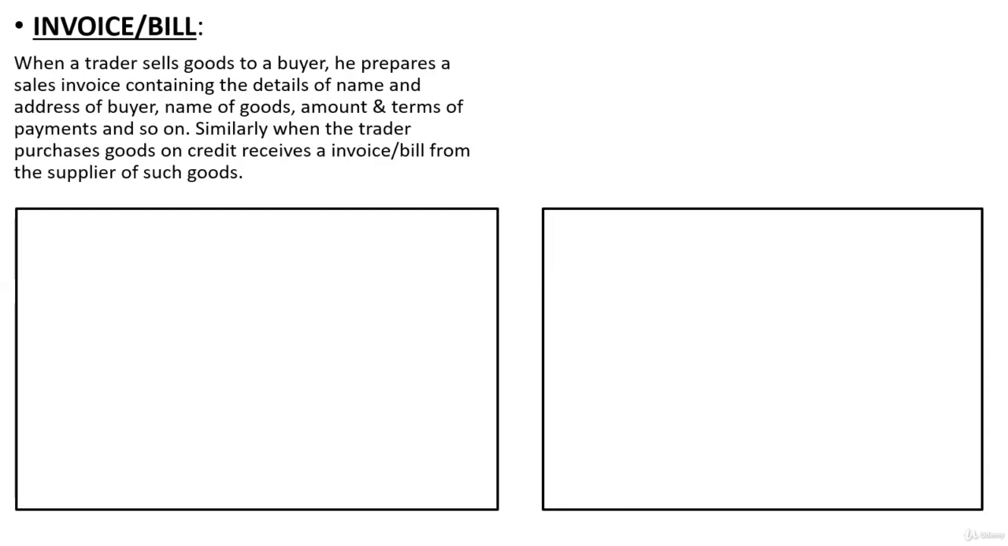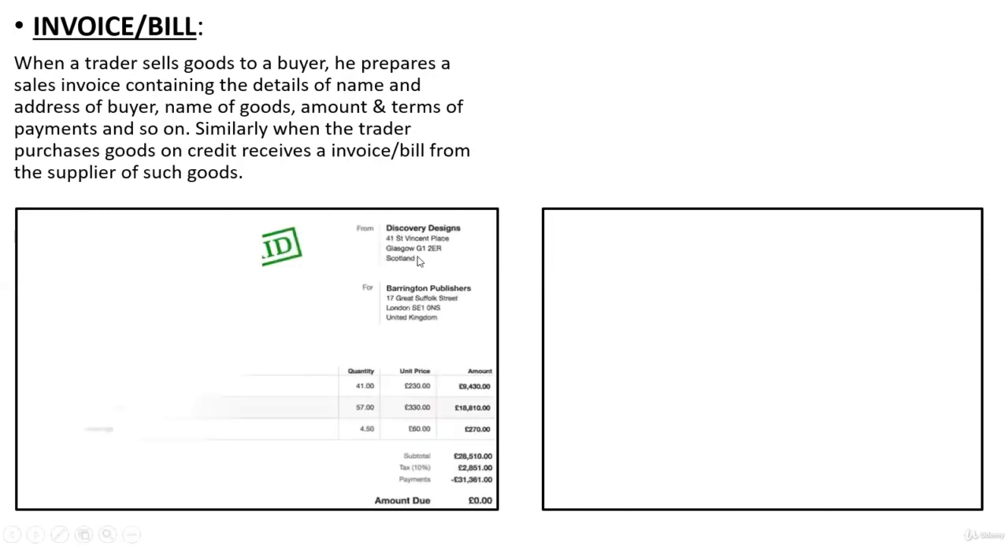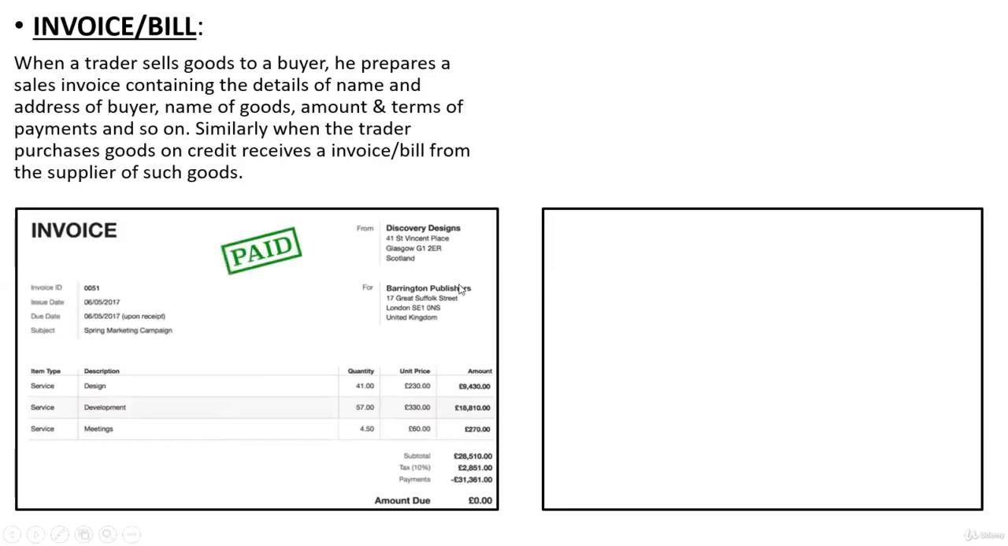When a trader sells goods to a buyer, he prepares a sale invoice containing details like name, address of buyer, goods details like amount, terms of payments, and so on. Similarly, when the trader purchases goods on credit, he receives a bill from the supplier of such goods. So, in this invoice, there is invoice ID, issue date, due date, subject, and so on.